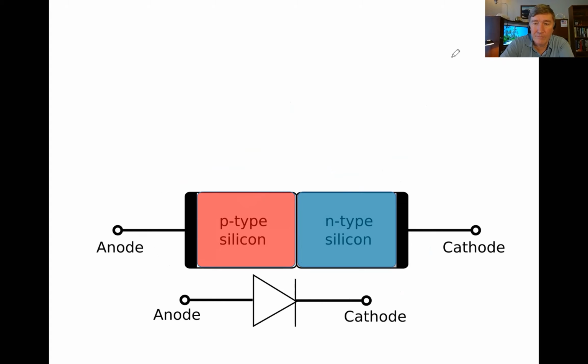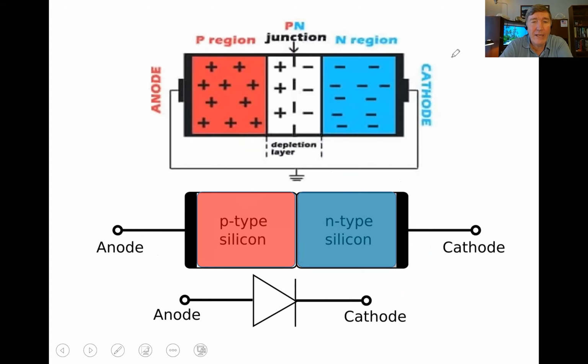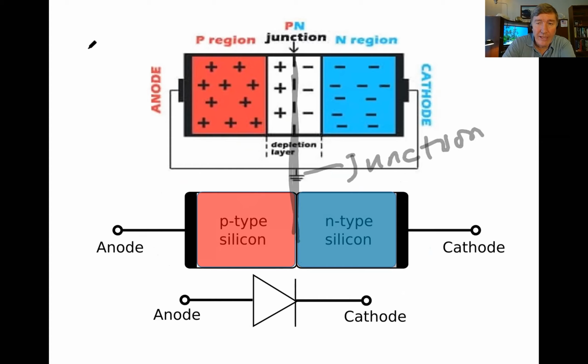Okay, so what happens is this. I have to turn off annotation in order to change slides, and then I have to turn the annotation back on again. Really annoying. Okay, so this right here is what we call the junction. That's where the P-type silicon and the N-type silicon are touching each other.